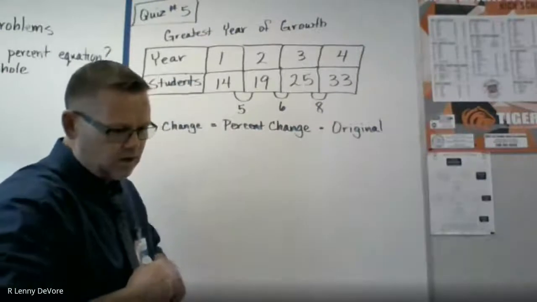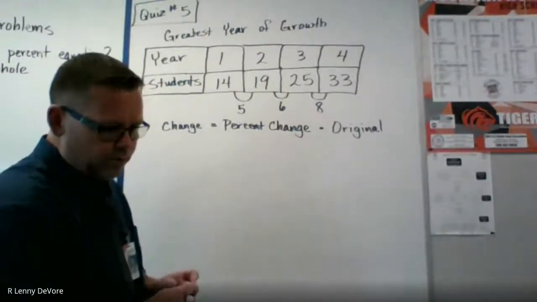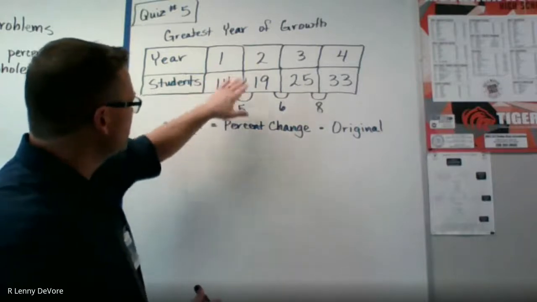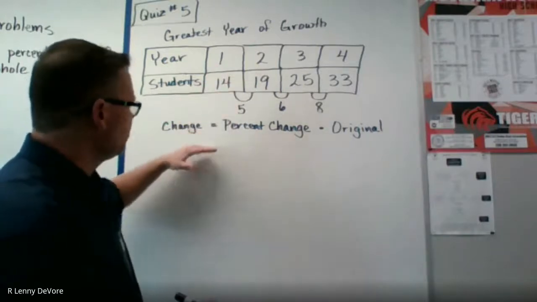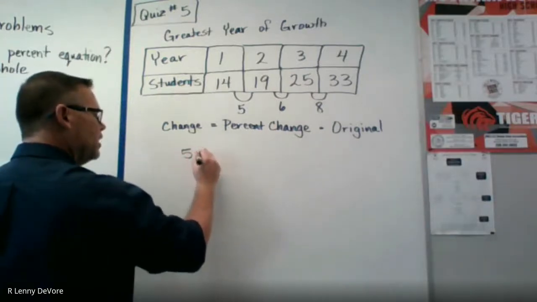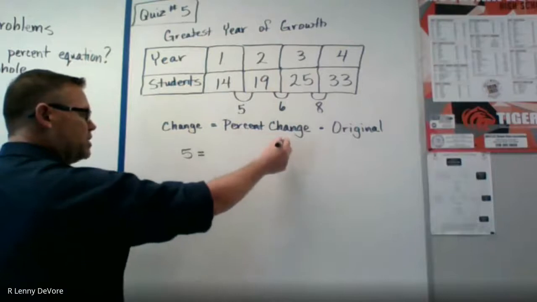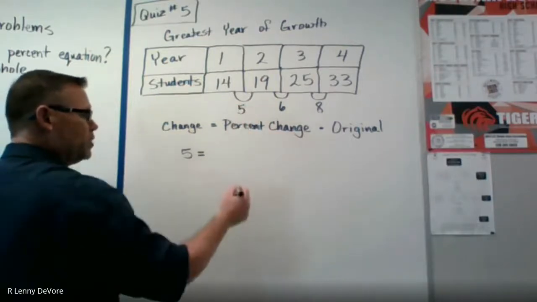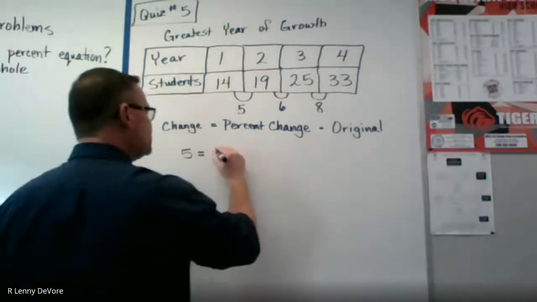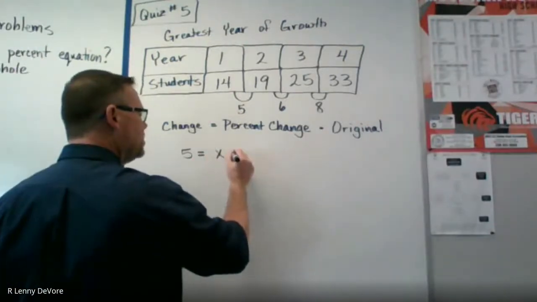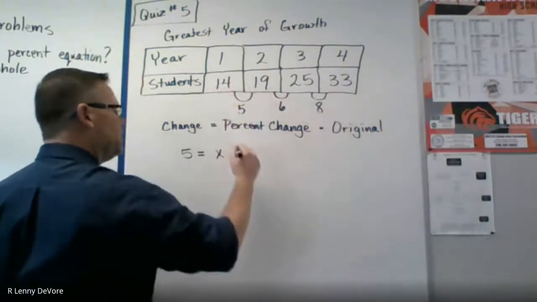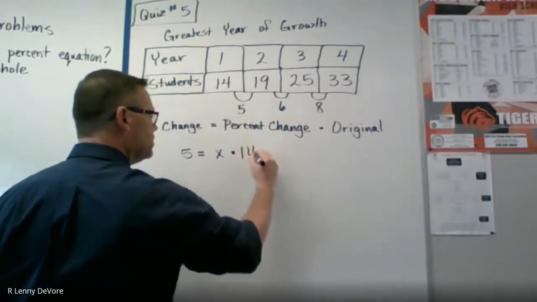Now, what we're going to do is go through and calculate the percent change for each. If we're going year 1 to year 2, we're going to calculate that one first. We would do the change, which is 5, and it equals, now the percent change we don't know, so I'm going to put that as x, and then we're going to multiply that by the original amount. The original amount here being 14.